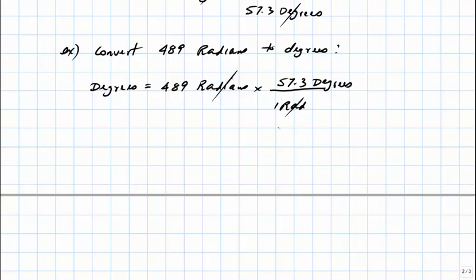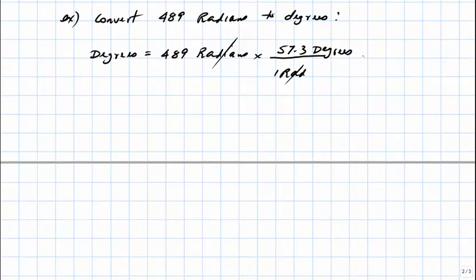The radians cancel, and if we enter these values into our calculator, the result equals 28,020 degrees.